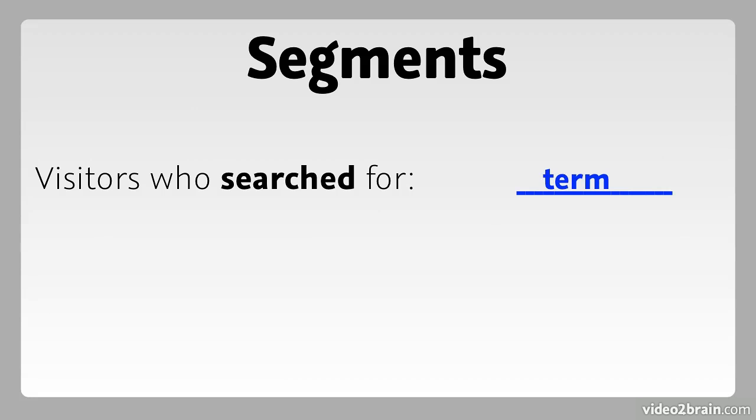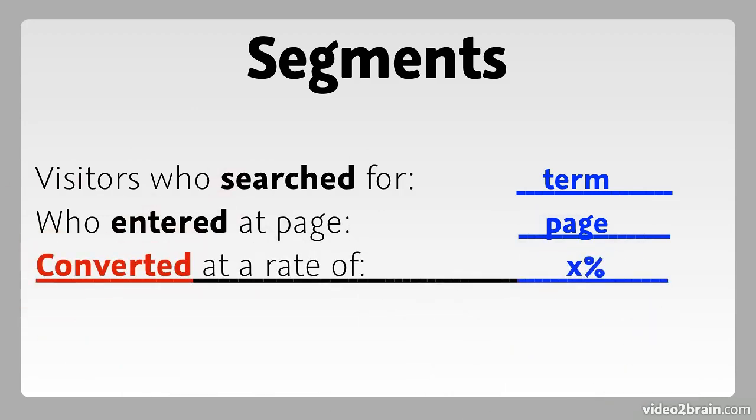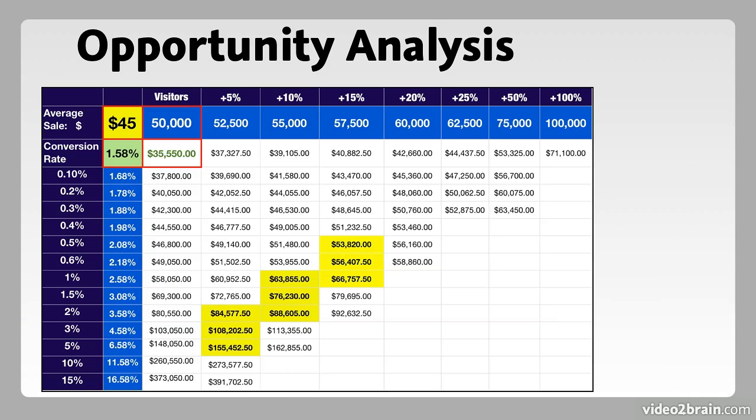People who search for different words show different intent. We can measure those words and find different intent and compare the value. We can also look at what page they entered on, and we're going to explore that. But right now, we're going to look at the conversion and figure out what did they do and how much does that benefit me. What I like to develop is what's called an opportunity analysis.